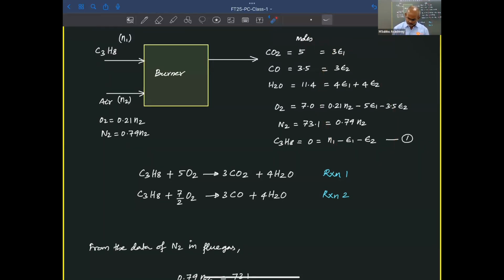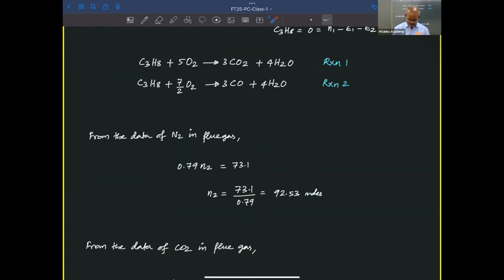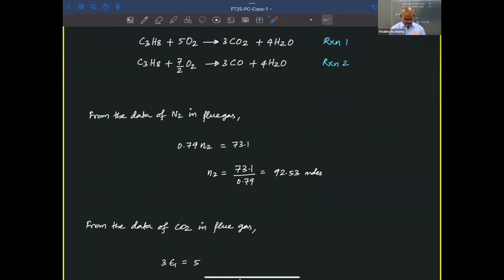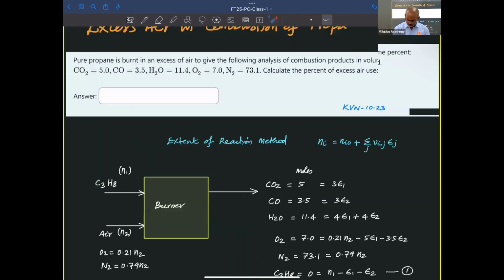So already we have this data, so you can easily solve for E1, E2, because the CO2 content and CO content are available, so you can directly solve for E1 and E2. Okay, then what is actually needed? We are supposed to calculate the excess air.